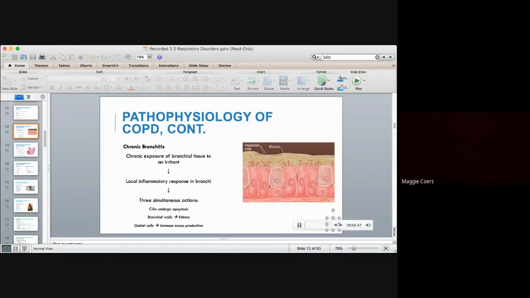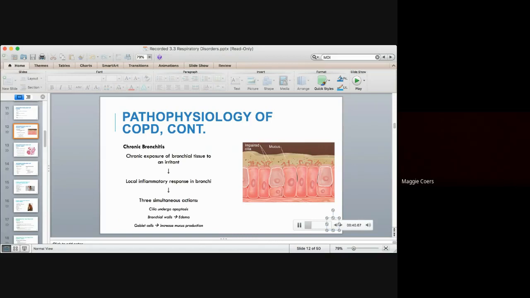So let's talk about chronic bronchitis and emphysema separately because the pathophysiology is a little bit different. With chronic bronchitis, we're talking about bronchial tissue. And whether we talk about bronchitis or emphysema, the first step is basically the same: that chronic exposure of bronchial tissue to an irritant. So if an older adult is chronically exposed, the cells that line the bronchial tissue really become irritated. Those irritants are those things that you breathe in.